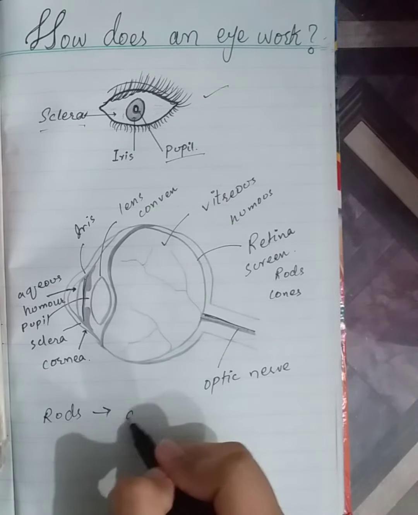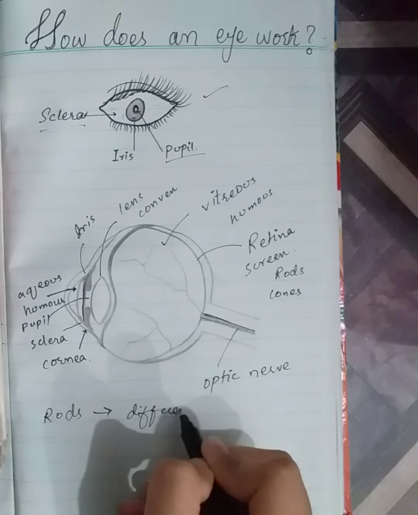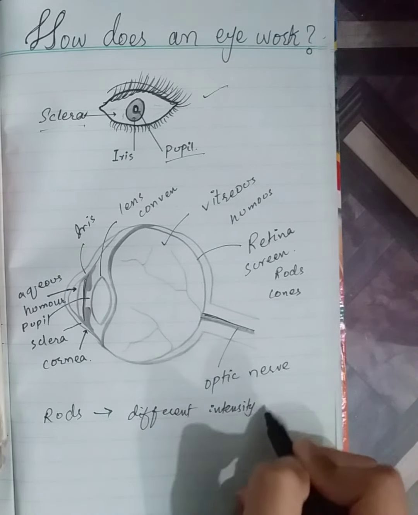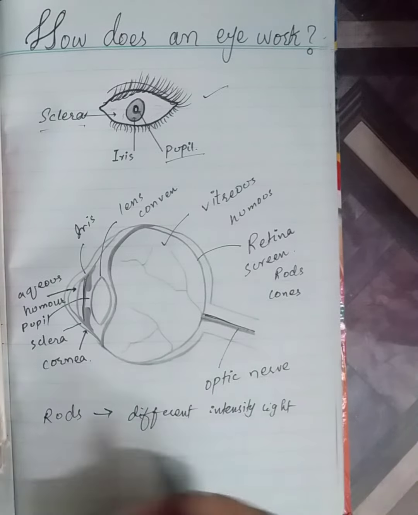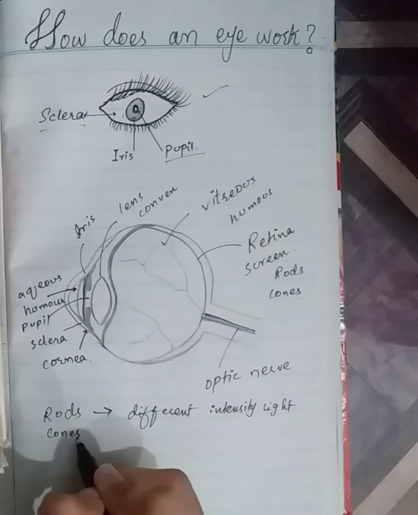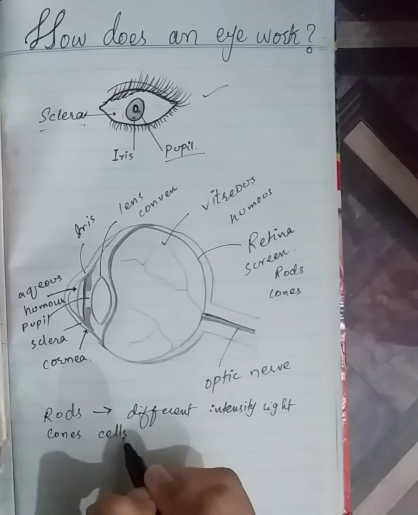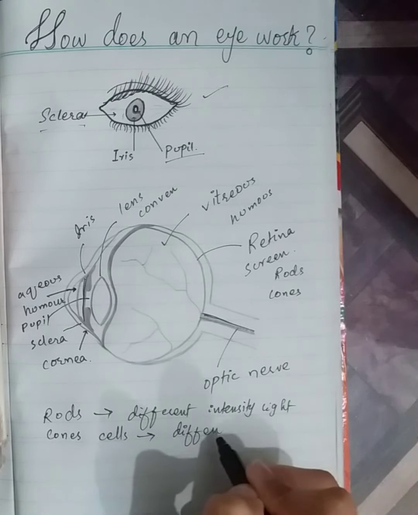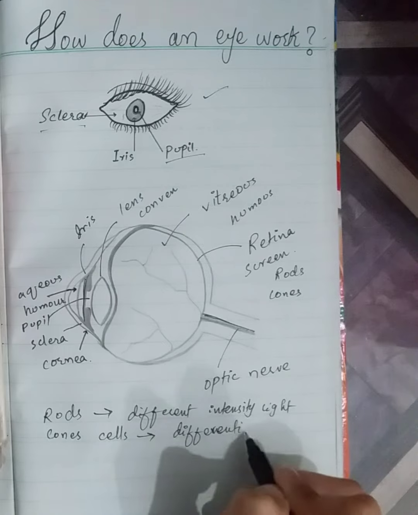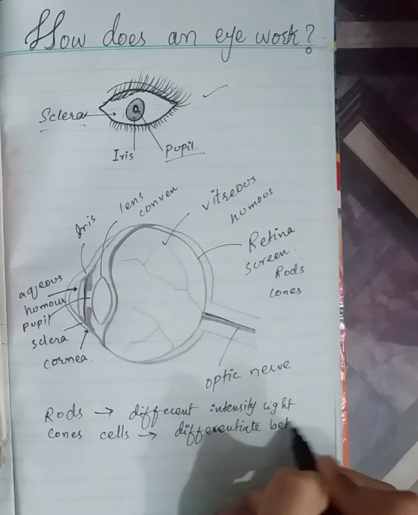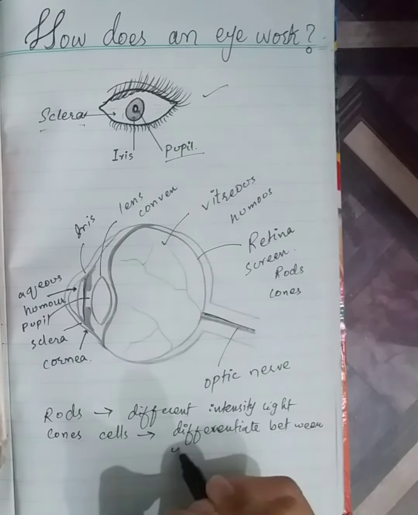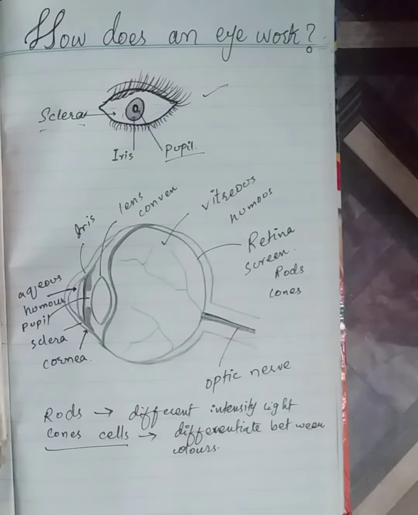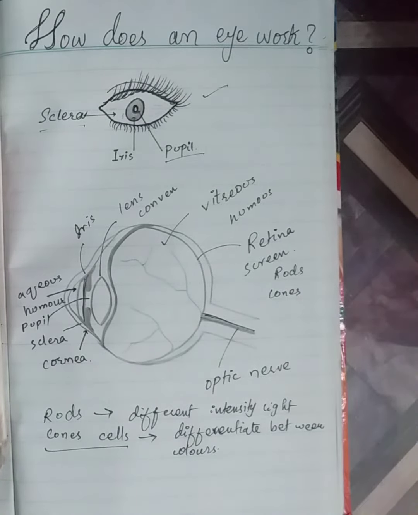Okay, different intensity light. And what do the cone cells do? Cone cells differentiate between colors. Yes, the colors we see in our daily life are differentiated by the cone cells which are present on the retina.